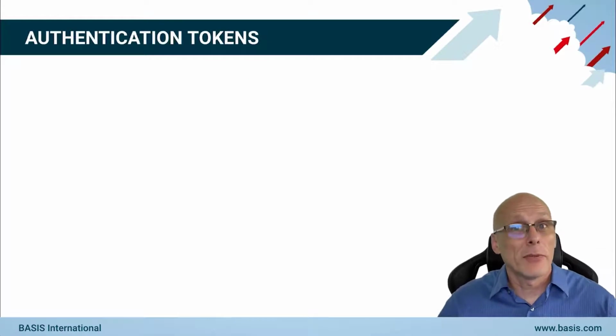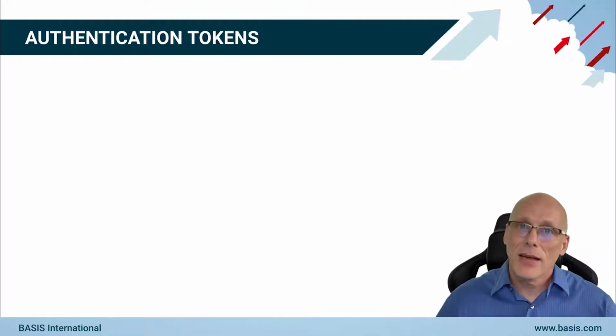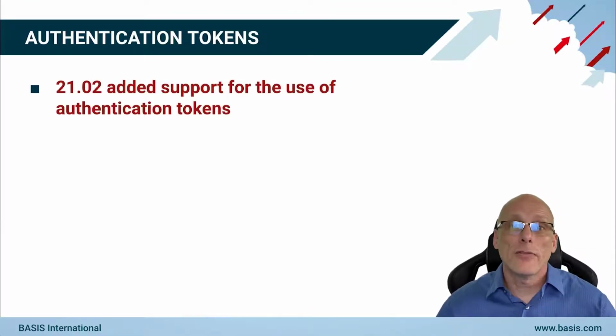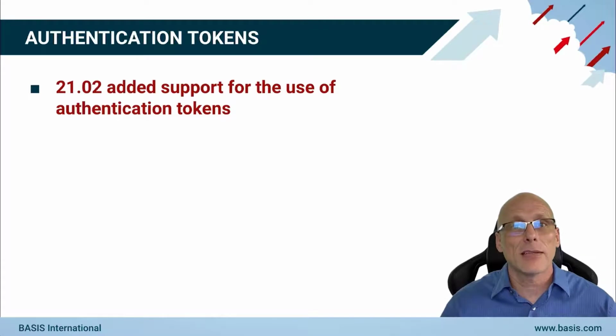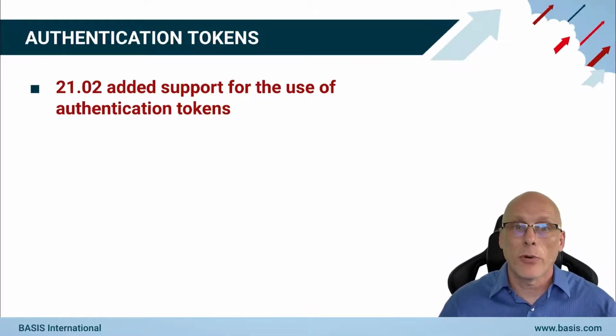Now that we've reviewed some of the security features, let's talk now about a new security feature that we have added to the BBJ DBMS, as well as the admin API. So in version 2102, we added support for the use of what we call an authentication token. And an authentication token is basically a way of identifying a user that doesn't require the password to be involved in the use of that token. And that's an important distinction there.